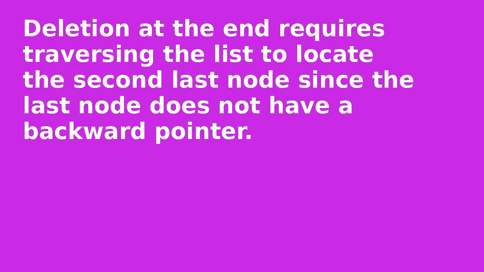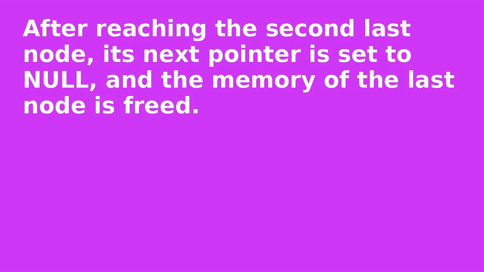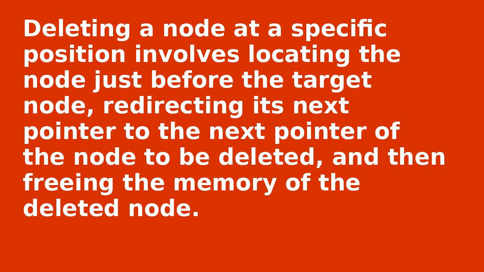Deletion at the end requires traversing the list to locate the second last node, since the last node does not have a backward pointer. After reaching the second last node, its next pointer is set to null, and the memory of the last node is freed. Deleting a node at a specific position involves locating the node just before the target node, redirecting its next pointer to the next pointer of the node to be deleted, and then freeing the memory of the deleted node.